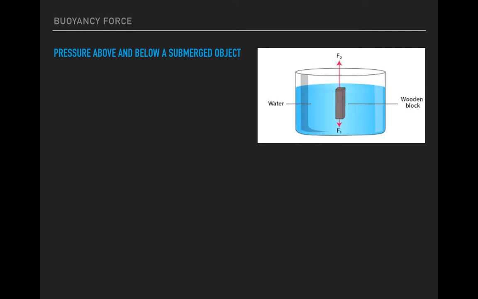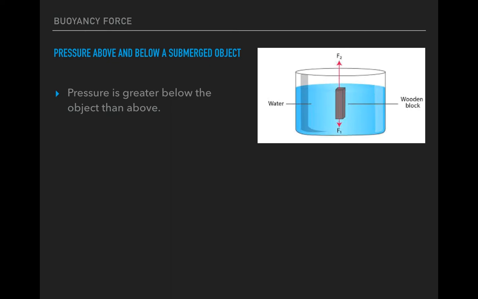That means the pressure acting on the bottom of the substance is greater than the pressure acting on the top. We know that pressure is equal to force over area, so force is equal to pressure times area. So there's a greater force pushing up on the bottom surface than there is pushing down on the top surface. As a result, this block experiences a net upward force.